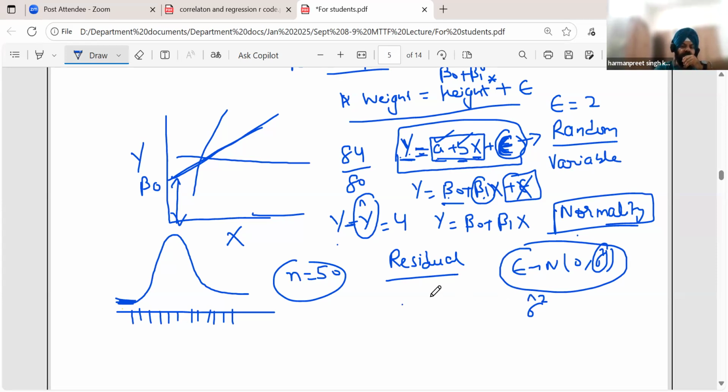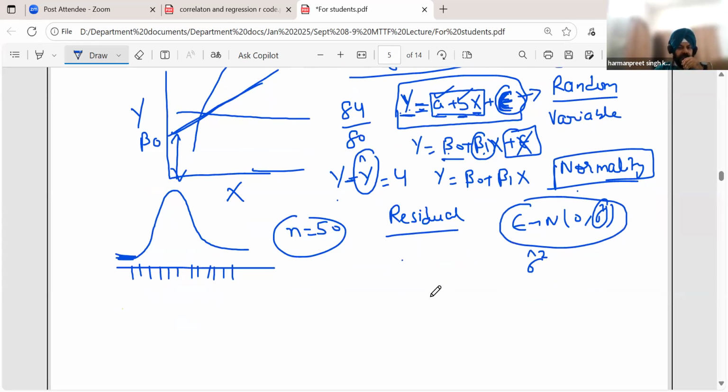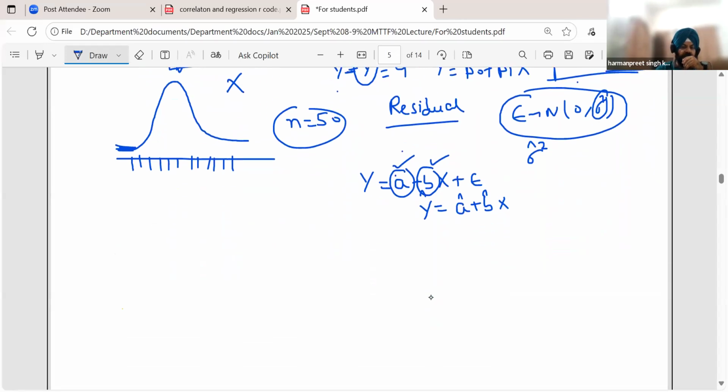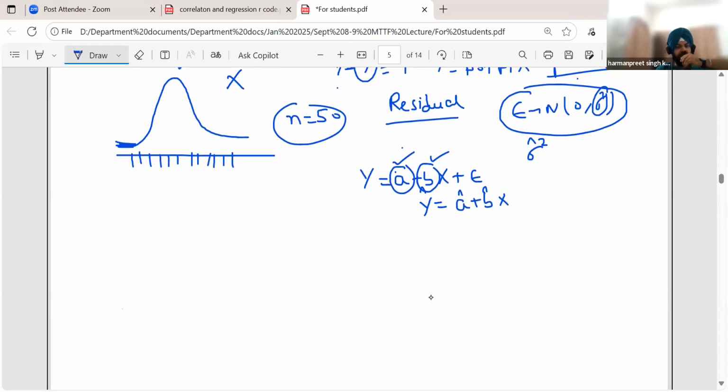But now what I want to emphasize more is that, suppose you have estimated the values of a and b, then your model will be a hat plus b hat times x. I think you have seen most of the time that you have to estimate these values from the sample observation. There are some mathematical formulas given also. I am not going to explain those formulas.